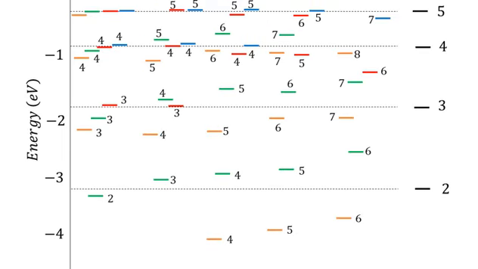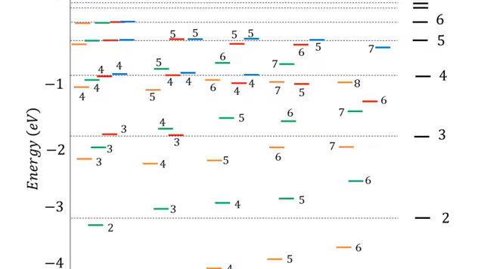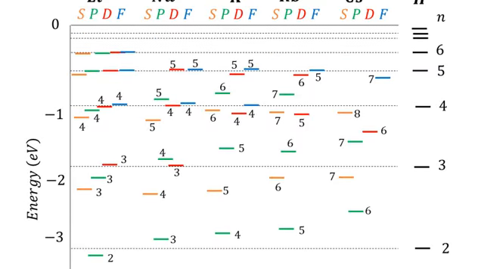So similarly, you see that when the principal quantum number is 4 for the sodium atom, we have 4 states, and you know that these 4 states have to be represented by 4 options of the orbital quantum number. So this state is principal quantum number 4, L is equal to 0. This green state is principal quantum number 4 with L is equal to 1.